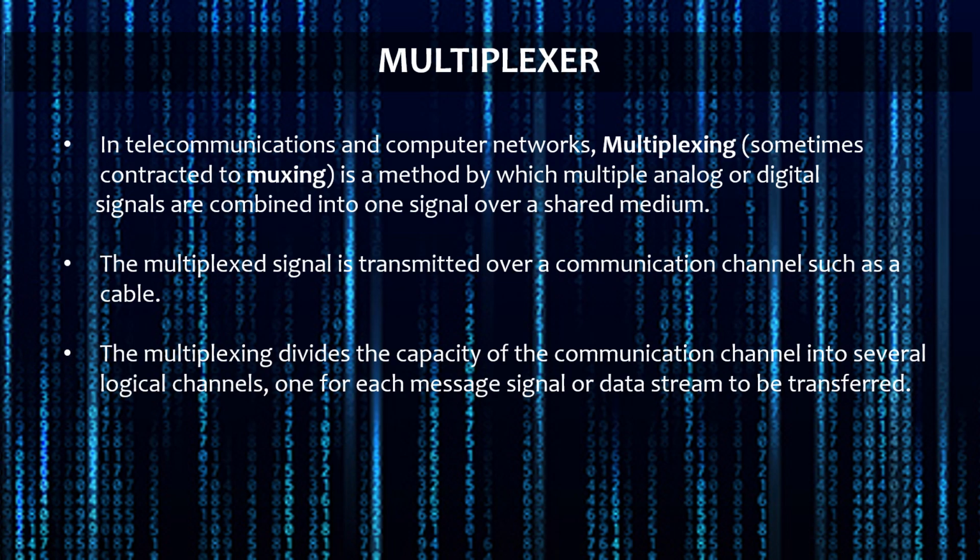This point we need to understand in a little more detail. So first, what is it doing? The multiplexing divides something. What does it divide? It divides the capacity. Whose capacity? Capacity of the communication channel. Suppose I have a communication channel with the capacity of 10 MB of data, which means I cannot pass data more than 10 MB, right?